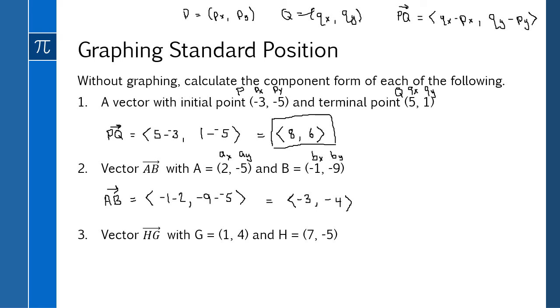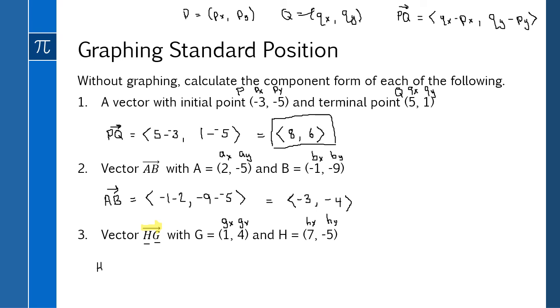And last we have vector HG. So be careful here which is the initial point and which is the terminal point. This is G sub x, this is G sub y, this is H sub x, this is H sub y. And they're giving you G first and then H, but it's asking you to find the vector that goes from point H to point G. So when you're doing terminal minus initial, it will be G minus H.